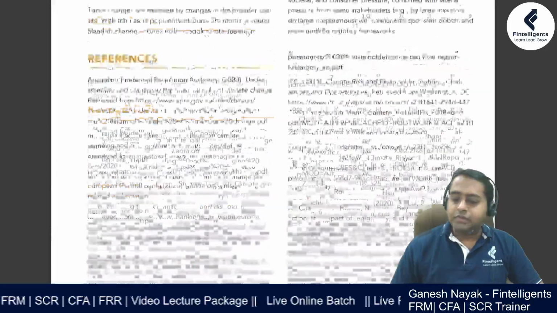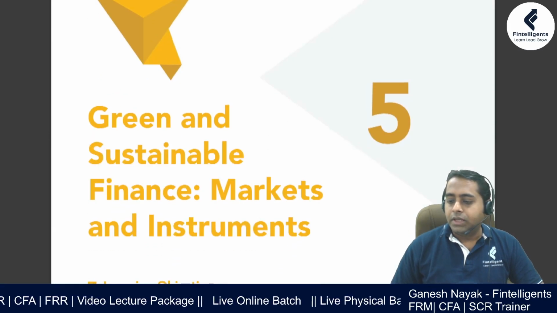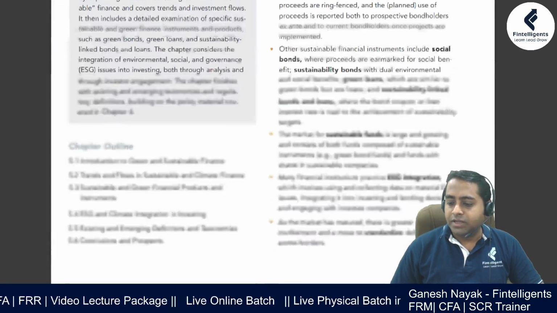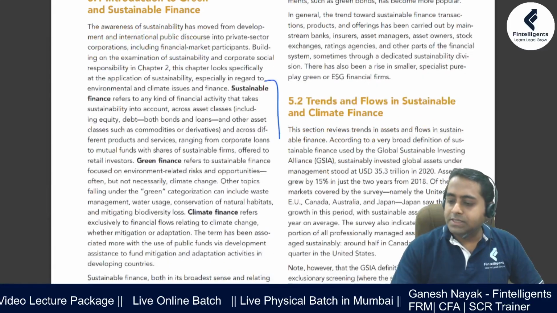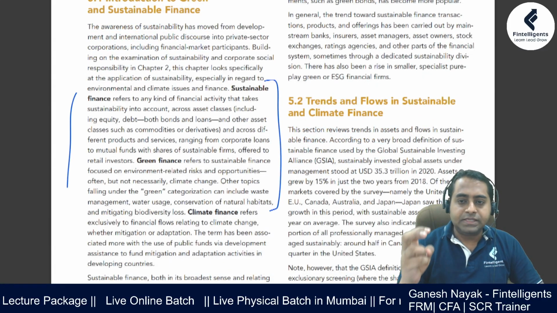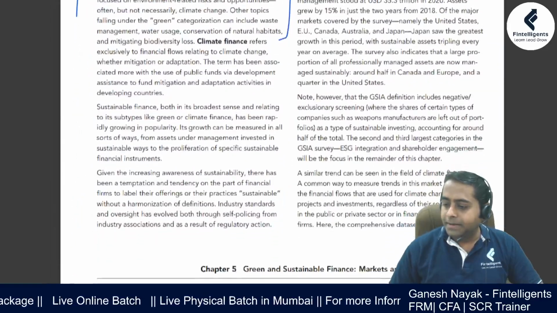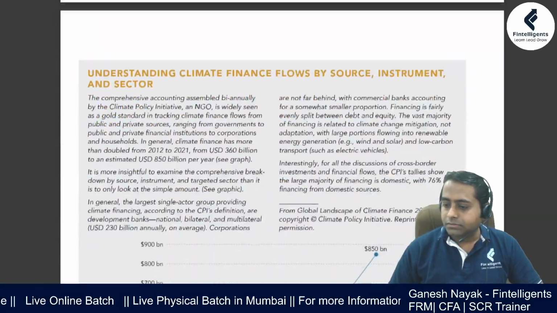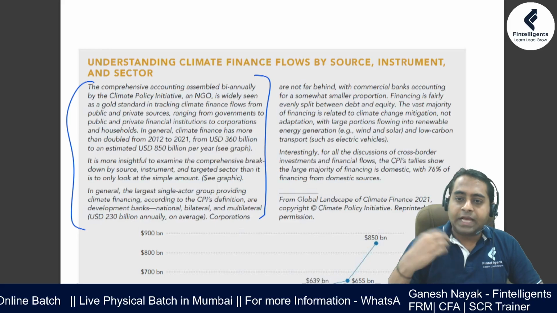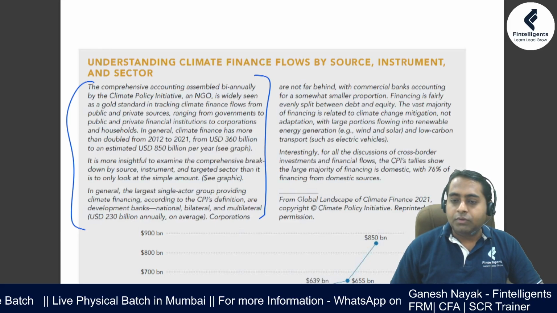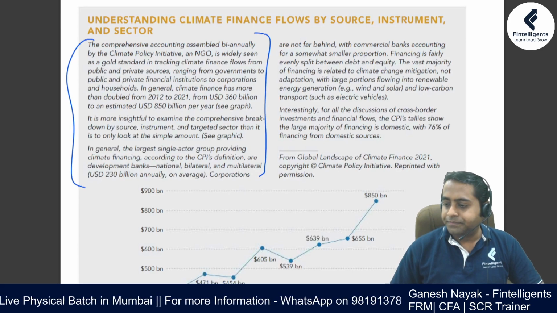So with this, we have kind of completed this chapter. Also, we're going to be moving towards the 5th chapter now: green and sustainable finance, market and instrument. Over here, what is the bifurcation between sustainable finance, green finance and climate finance? That should be clear in your mind. Over here, these things show who is actually spending, or how the capital is coming into the market with respect to sustainability and green finance.